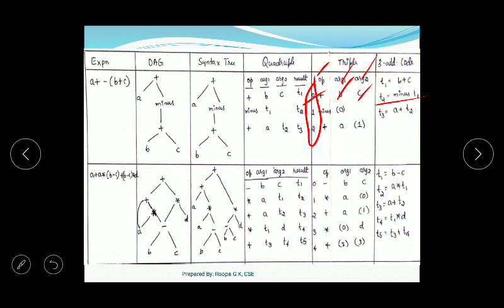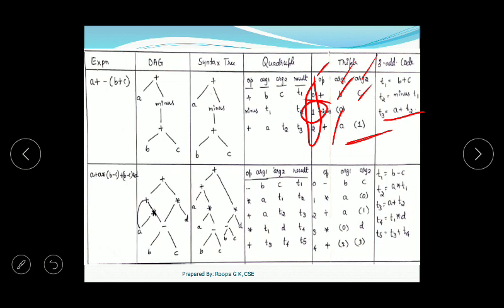Now for the second line, T2 is equal to minus of T1. Minus is the operator. And what is argument 1? It is T1. What is T1? T1 is stored in index 0. So 0 has to be written. Then the last line, T3, A plus T2. A as usual, argument 1 is A only. Argument 2 is T2, but T2 is stored in index 1. So I wrote 1. Operator is plus.